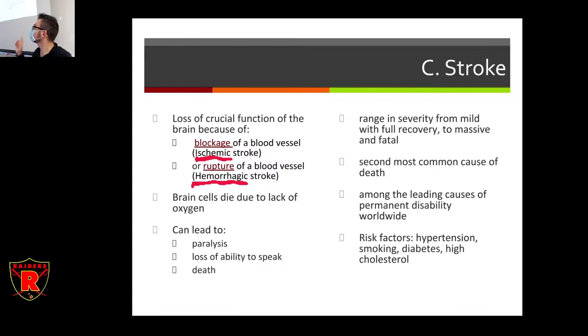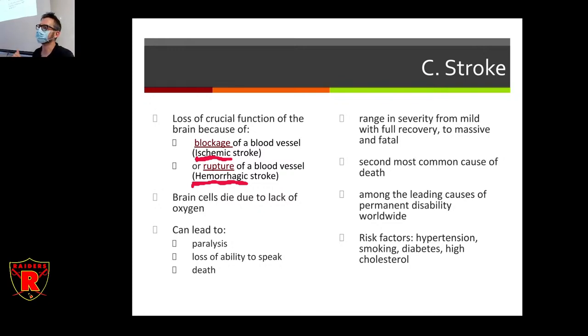But the problem is those two types of stroke look exactly the same, but the treatment is the opposite. So if you put a clot-busting medication in somebody who is having a hemorrhagic stroke, you make their hemorrhage way worse. It's basically a death sentence to give a clot-busting drug to somebody having a hemorrhagic stroke because you're causing them to bleed more. Conversely, if you give a medication for a hemorrhagic stroke to somebody who has a blockage, which is a drug that is supposed to promote clotting, you will make the stroke much worse because you're going to increase the amount of clotting that's happening at the site as opposed to breaking the clot apart.